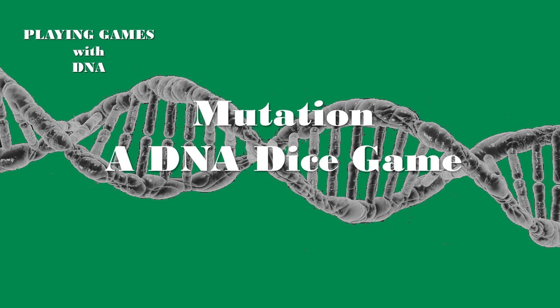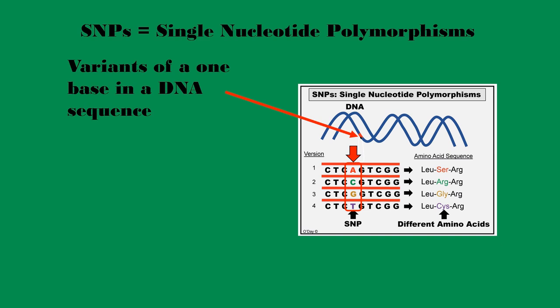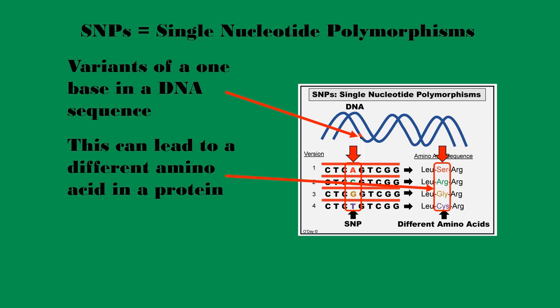Mutation, a DNA dice game, is part of the Playing Games with DNA series of games and animations. SNPs, an acronym for single nucleotide polymorphisms, are variants of one base in a DNA sequence. This can lead to a different amino acid in the protein coded for by that sequence.